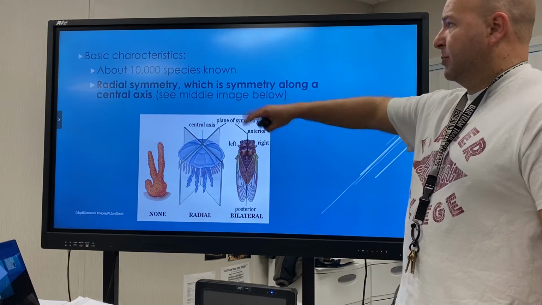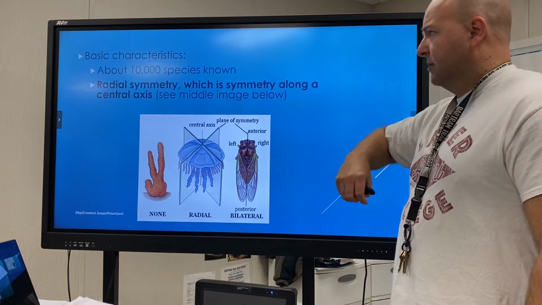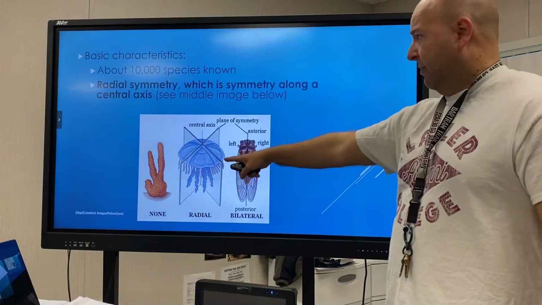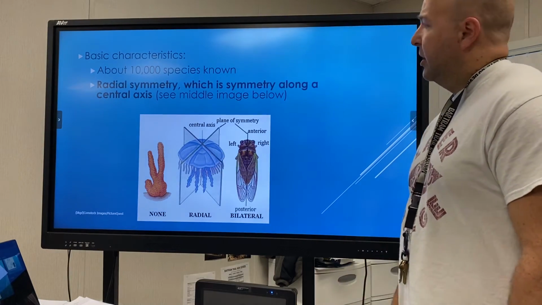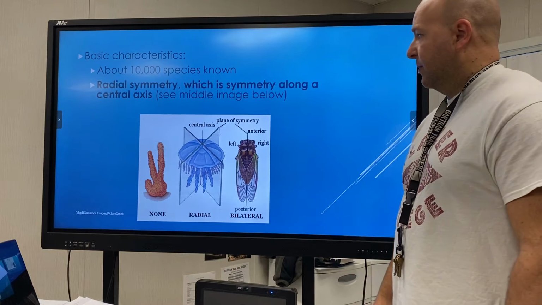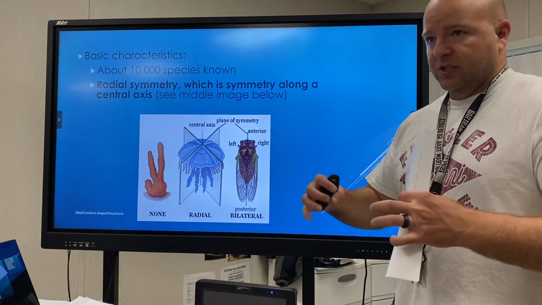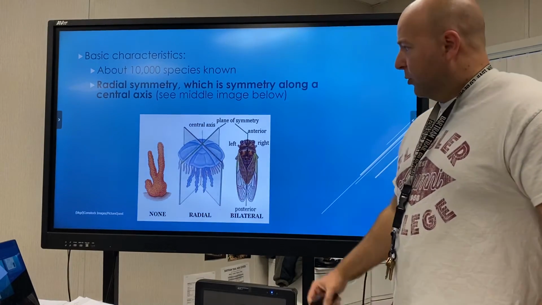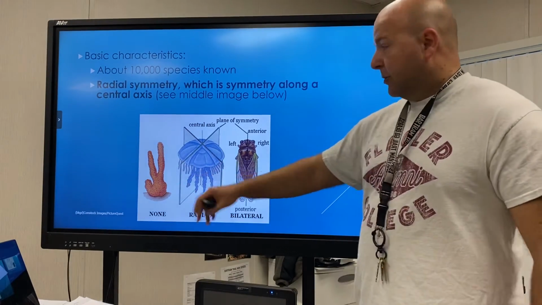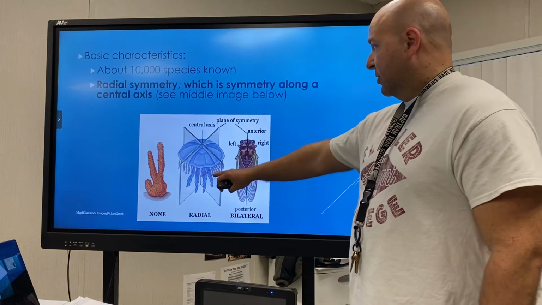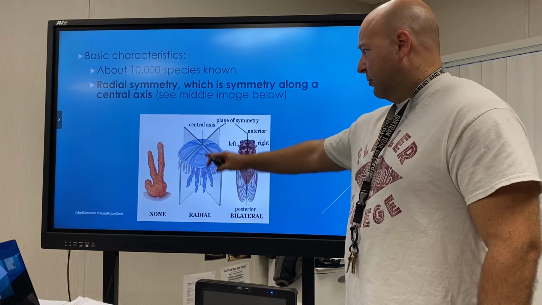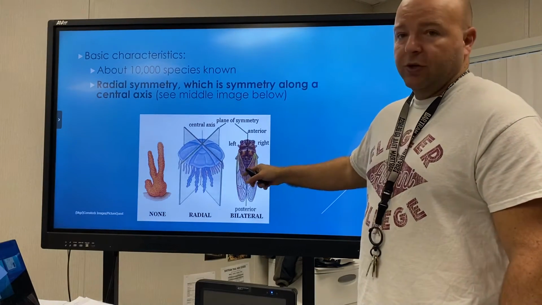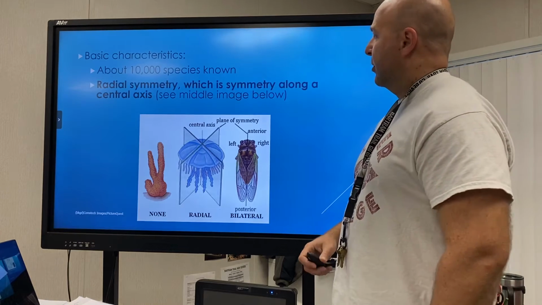We do want you to write this part down. We've got about 10,000 species of cnidarians, and they are almost always going to have what's called radial symmetry. Symmetry meaning is its shape symmetric in any way. So there's no symmetry here for our coral, even though it is made of polyps. No symmetry there. When we come to our jellyfish here, radial symmetry. And then here we have what's called bilateral symmetry, which we'll talk about more with some of our other species.